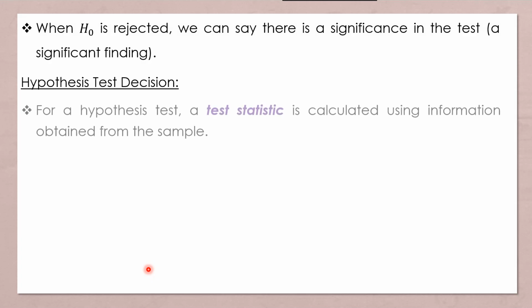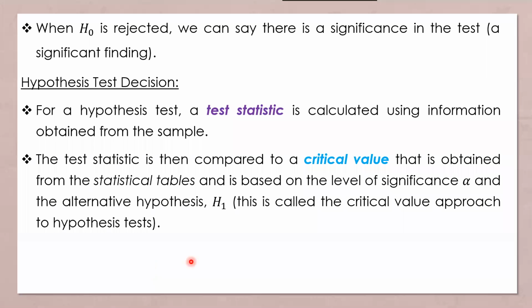Okay, so how is the actual hypothesis test decision made? So we know that for a hypothesis test, we calculate a test statistic. And this test statistic is based on the information obtained from the sample. Okay, so whatever the population parameter of interest is determines which test statistic formula is used. And then those values that are used in the test statistic calculation are based on the sample, as well as obviously the pre-specified value in the null hypothesis. Okay. The test statistic is then compared to a critical value.